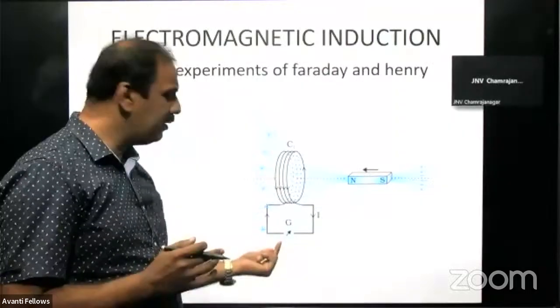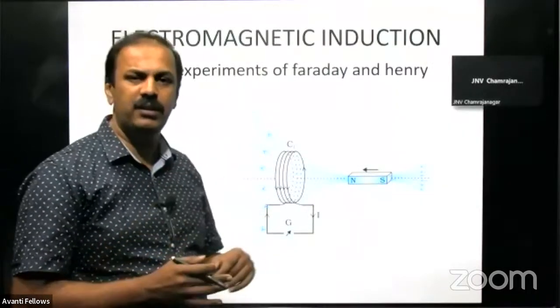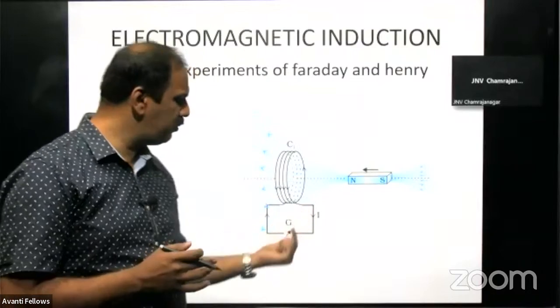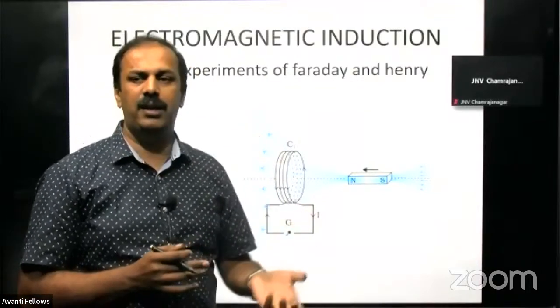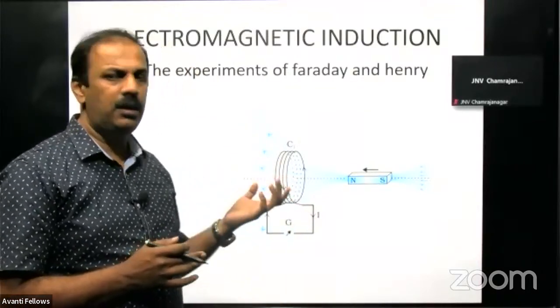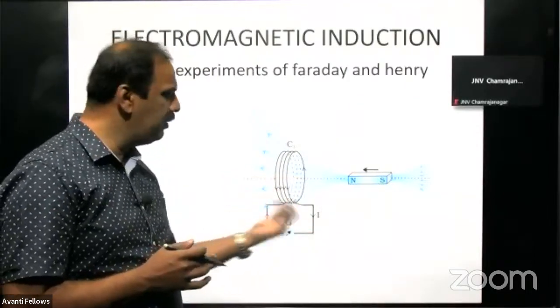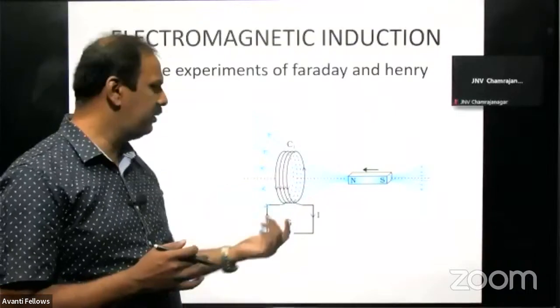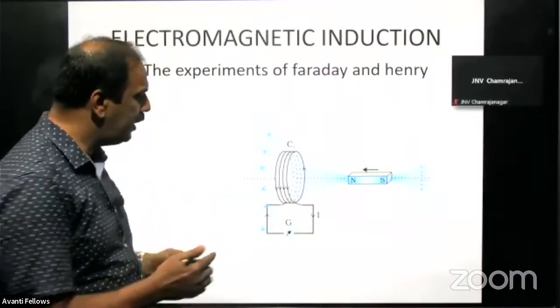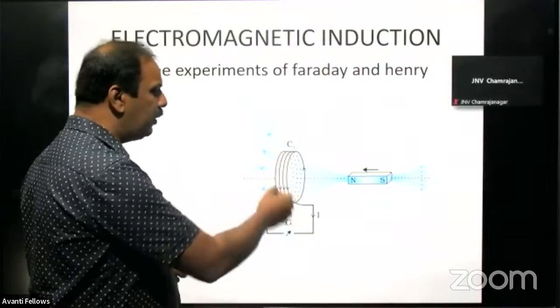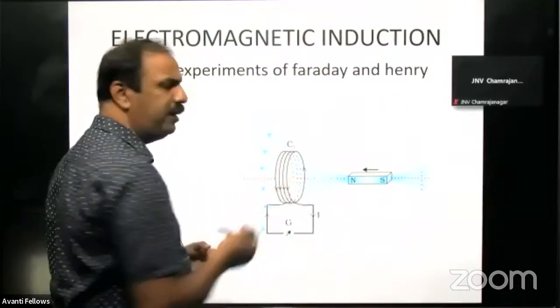But here, this is not for measuring how much the current is. We just want to see whether there is a current and what the deflection is, whether it is toward that side or this side, that is, in which direction we have the current. That's what we have to see. So for that, we have a coil here and we have the magnet here.